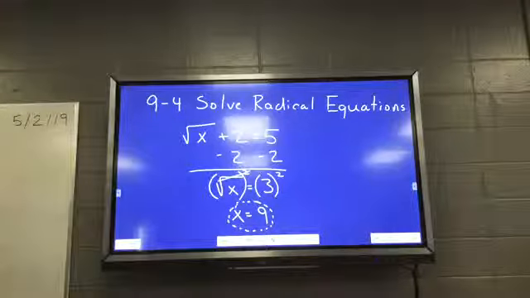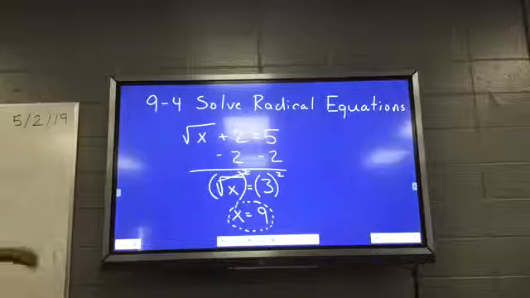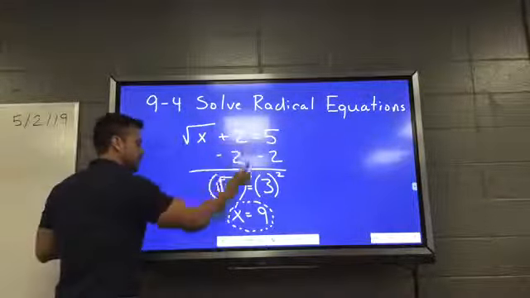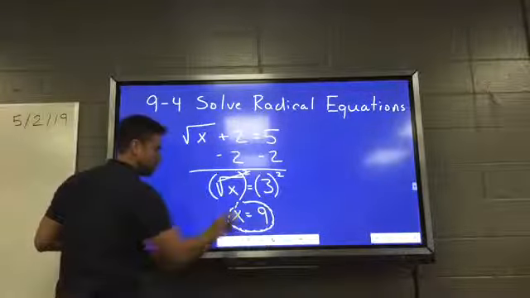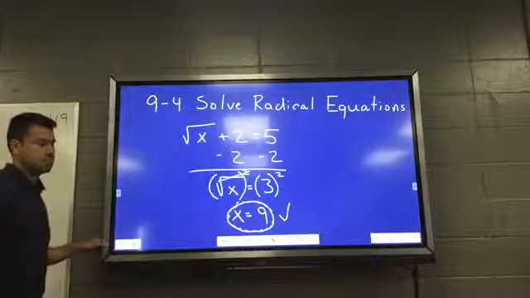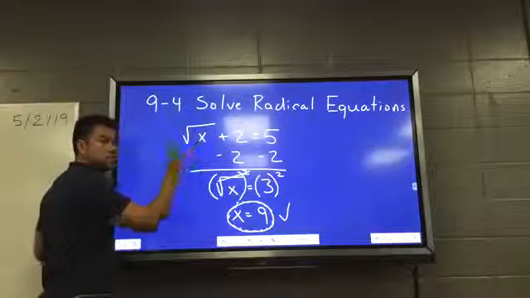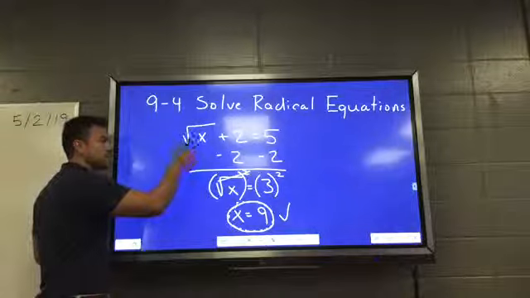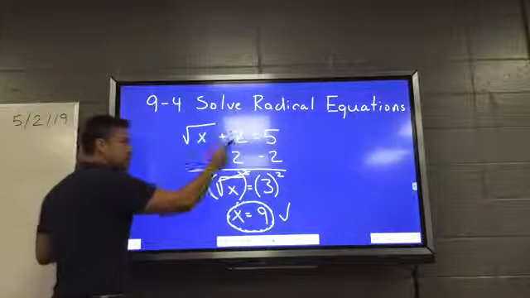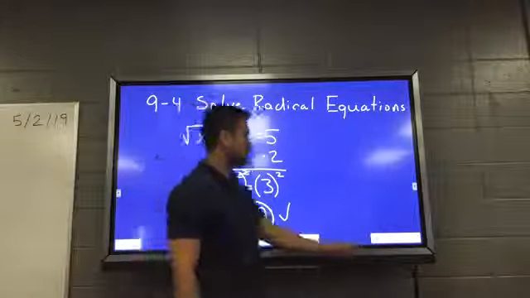On all radical equations, you must check your answers, because sometimes they don't work. What's the square root of 9? 3. Plus 2? 5. So this is the correct answer because it checks. You just put in 9 for x, do the square root of 9, which is 3, plus 2 is 5. You can do it mentally, or you can actually work it out.